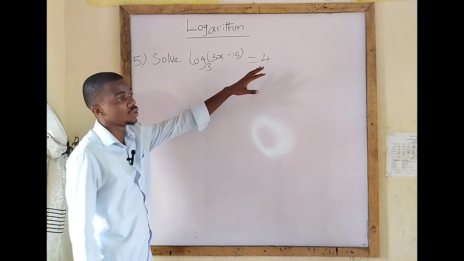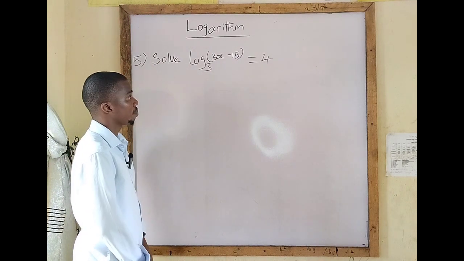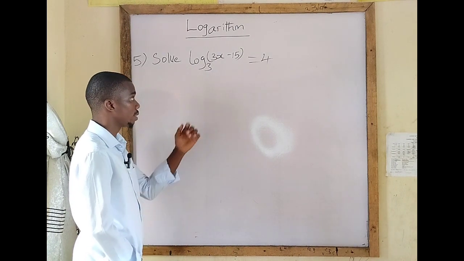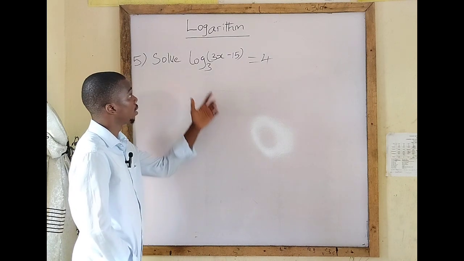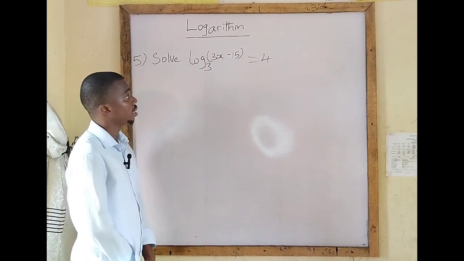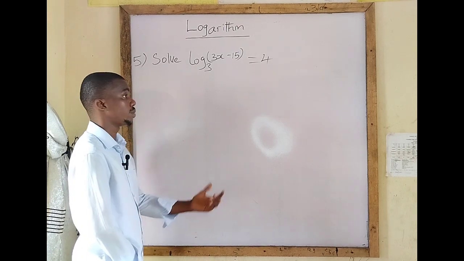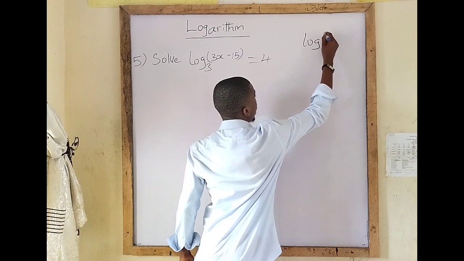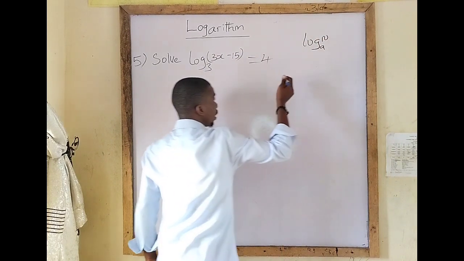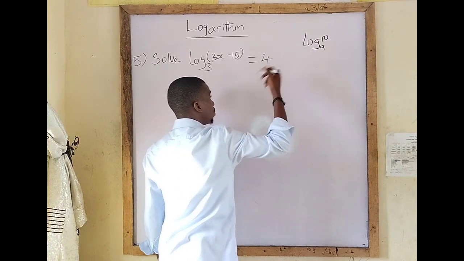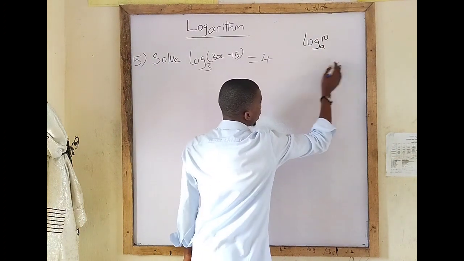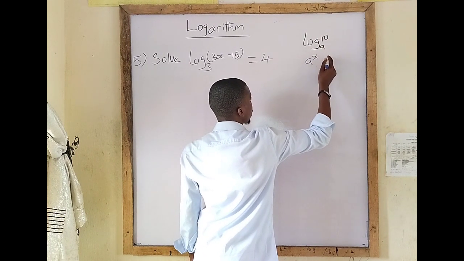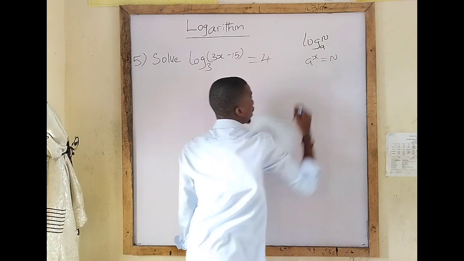Now, if we remember our definition of logarithm, the logarithm of a number, say n, to base a, is the power to which the base a will be raised to obtain n. That's to say, if you write this in exponential form, you have a raised to the power of x equal to n.